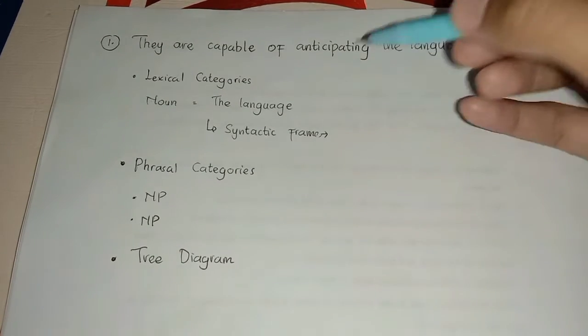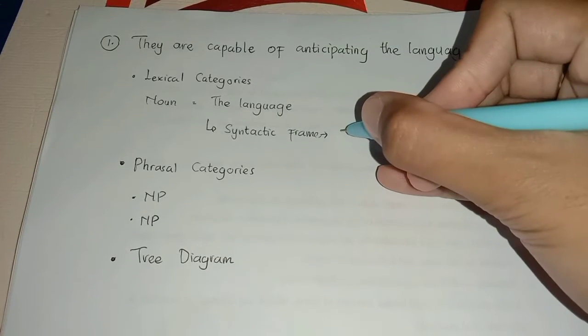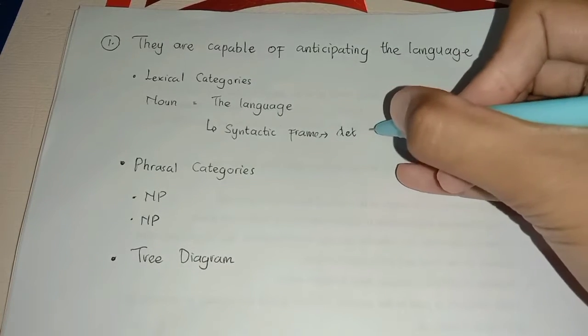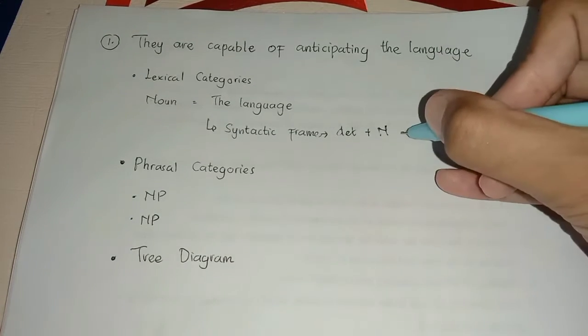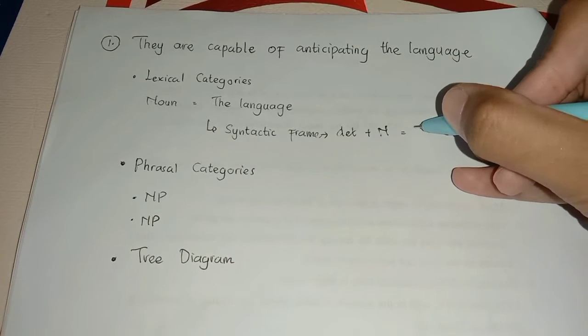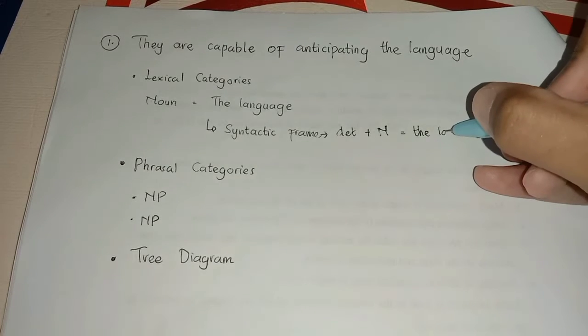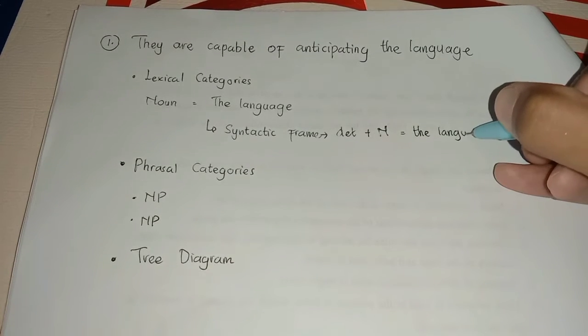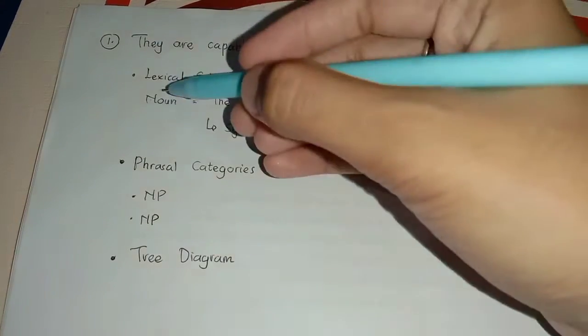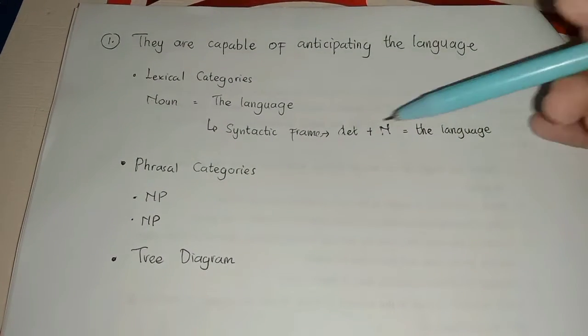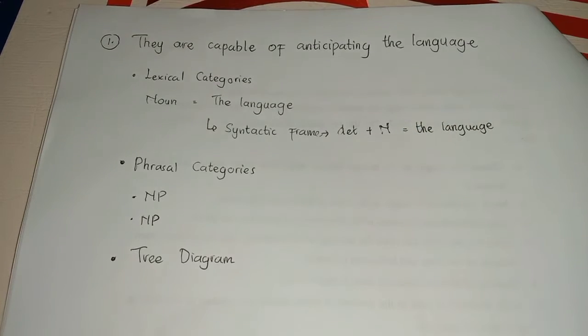How can we include it in the syntactic frame? Because the language is formed by determiner plus noun, so that it becomes the language. So the language is a noun because it's formed by determiner plus noun.